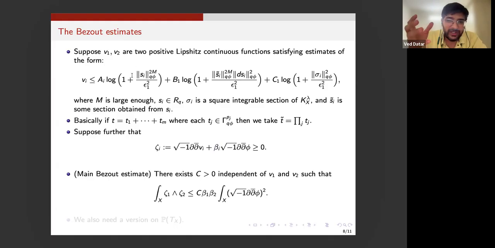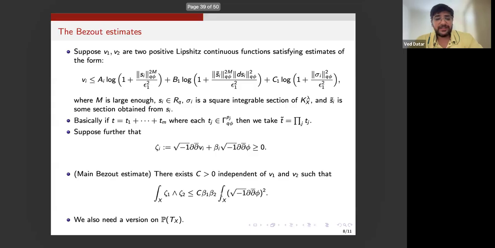If you think about it, these are extremely flexible estimates, because firstly, we only assume something on the upper bound of v_i, and the only dependency on v_i enters via this positivity. And of course, the right-hand side is bounded because our weight phi has finite Monge-Ampère mass.